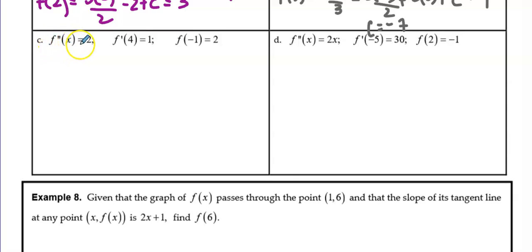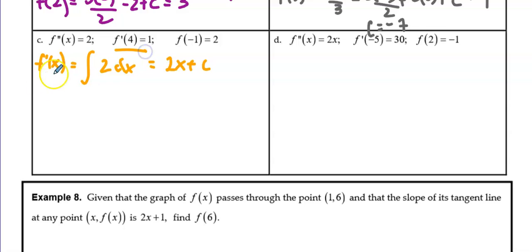So f double prime of x equals 2, f prime of 4 is equal to 1, and f of negative 1 is equal to 2. So we are given a second derivative, and we want to still figure out what f of x is. We're still looking for what f of x is. So f prime of x is going to be the integration of 2 dx. It's going to be the integration of our second derivative, right? So our first derivative is the integration of our second derivative. So this is going to simply be equal to, very easily, 2x plus c.